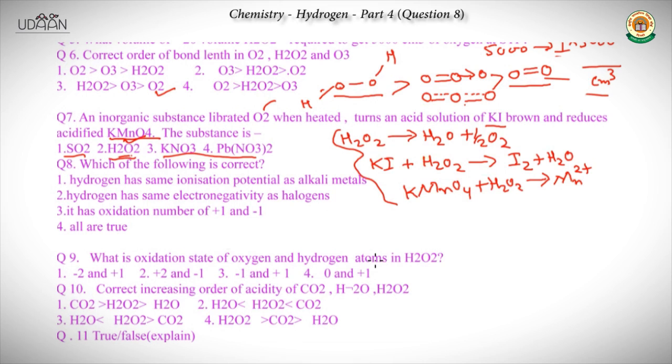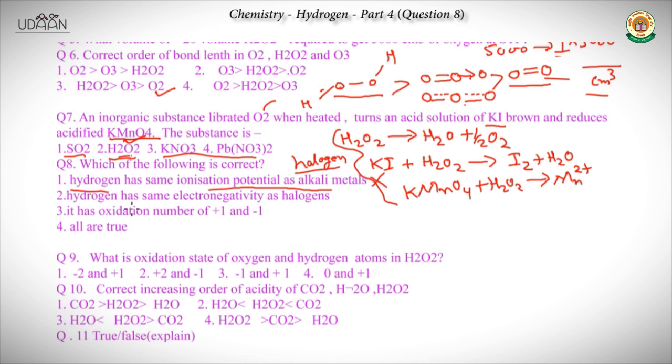Which of the following is correct? First, hydrogen has the same ionization potential as alkali metals. Second, hydrogen has the same electronegativity as halogens. Third, it has oxidation number of +1 and -1. Or fourth one, all are true. Okay. In the first one, the ionization potential of alkali metals. Now we have already studied that hydrogen has ionization potential almost equal to that of halogens, not of alkali metals. Okay, so this one is wrong.